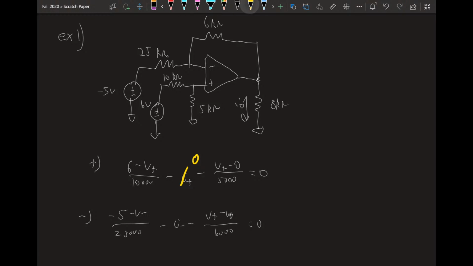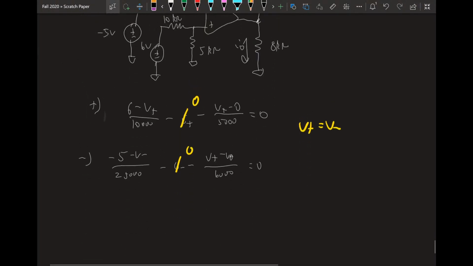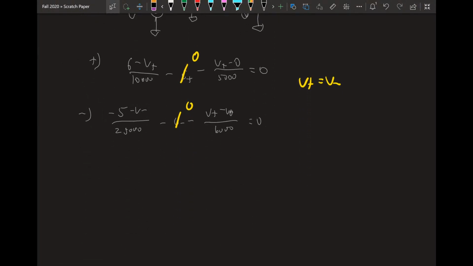So applying the golden rules again, I minus is 0, but also V plus equals V minus. Because I minus equals 0, this equation only has one variable, so we can solve for V plus real fast. Solving for V plus, V plus equals 2 volts.